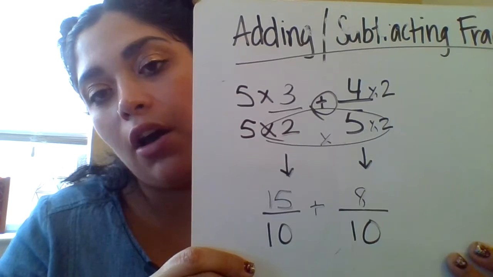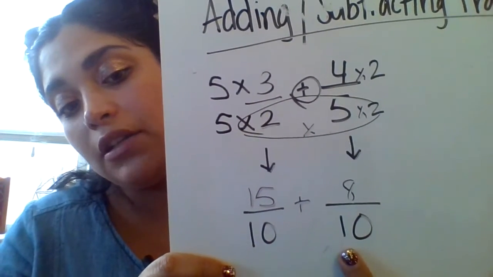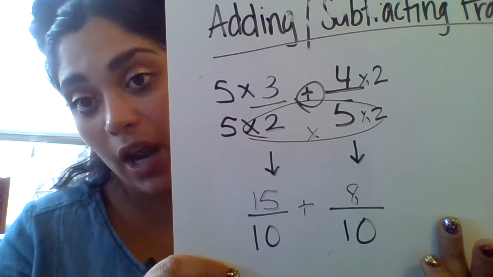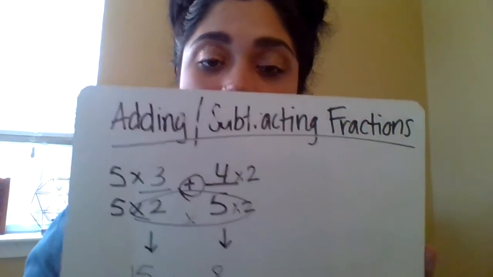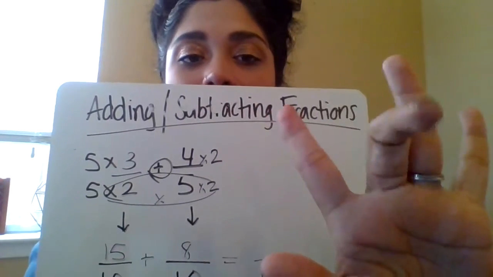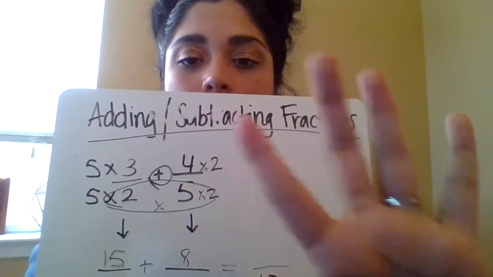So we have our denominator, what is it? We know that we have equal denominators here, so the denominator for adding and subtracting is going to be the same as here, and it's going to be 10. And then we have 15 plus 8. So you have 15, 16, 17, 18, 19, 20, 21, 22, 23.